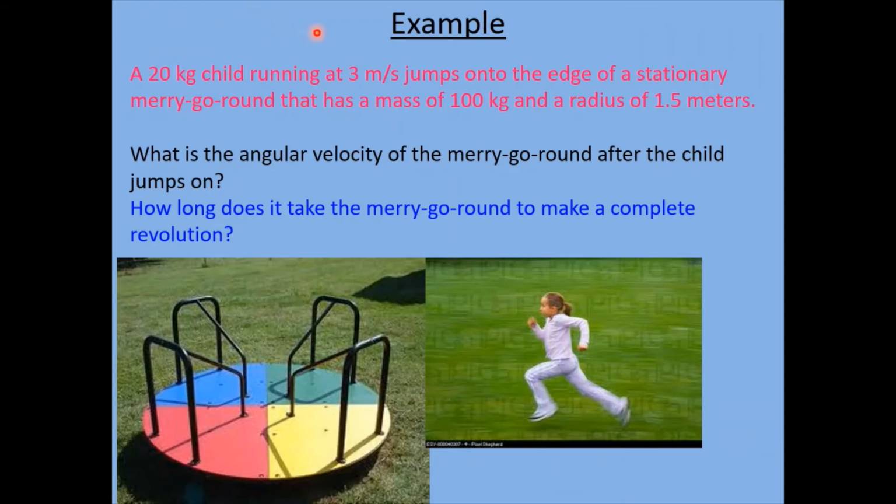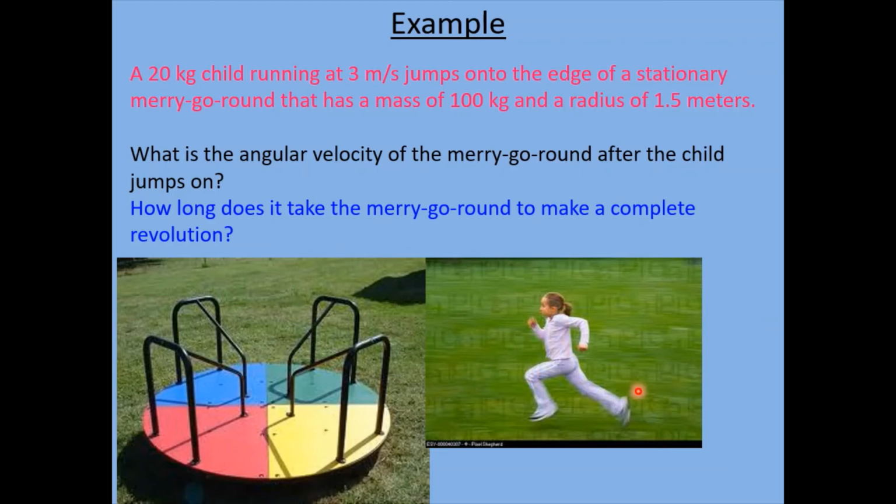So here's our last problem of the chapter. In this one, we've got a 20-kilogram child running at 3 meters per second, jumps onto the edge of a stationary merry-go-round that has a mass of 100 kilograms and a radius of 1.5 meters. So you can kind of see the picture here.